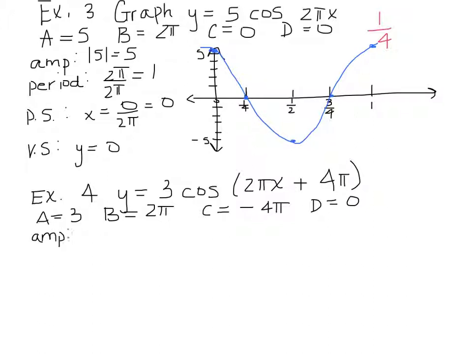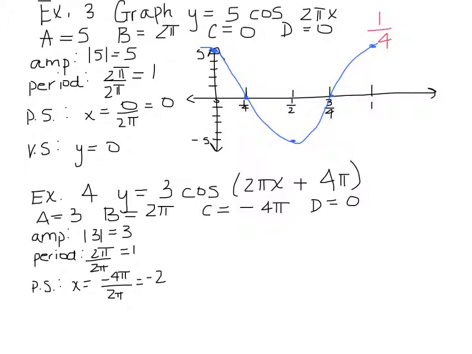So my amp is absolute value of 3, which is 3. My period is like the previous example, 2 pi over 2 pi, which is 1. My phase shift is x equals C over B, which equals negative 2. So that's your new starting point. And my vertical shift is y equals 0.